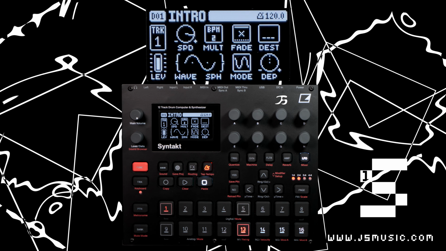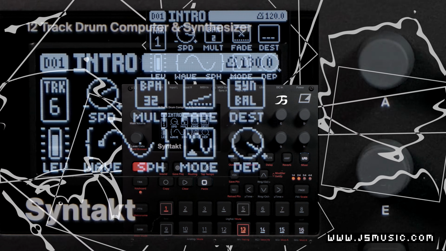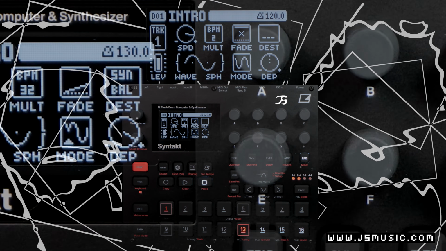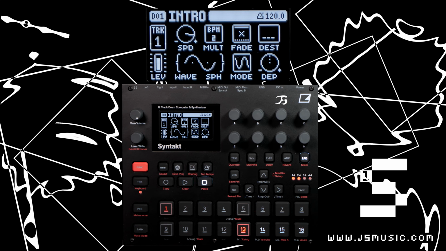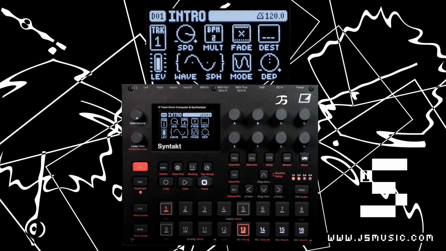Okay, so in this video what we're going to do is look at the LFO page within the Syntakt. LFO stands for low frequency oscillator, which we can use to adjust different parameters.